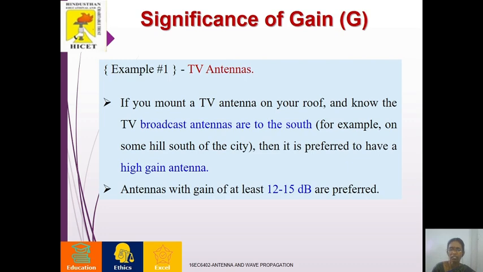Second example to make you understand is TV antennas. If you mount a TV antenna on your roof and know the TV broadcast antennas are to the south, that is, the signals you get are broadcast from the south, then it is preferred to have a high gain antenna. You need to collect the signals from the extreme south, which may be some hill region of your city. So naturally you need a high gain antenna in order to collect the radiations from the transmitting antenna. An antenna with a gain of at least 12 to 15 dB is required to collect these kinds of radiations.